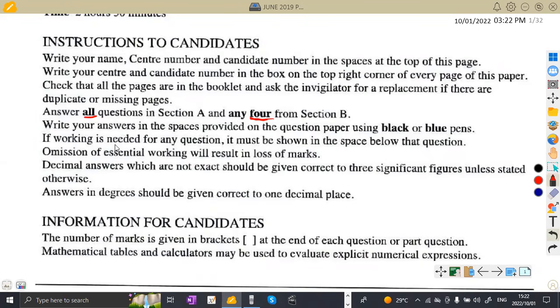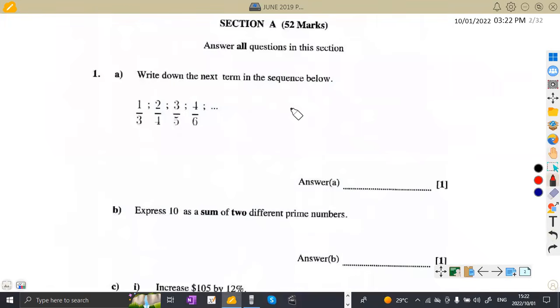Then if working is needed for any question, it must be shown in the space below that question. Omission of essential working will result in loss of marks. Then the degree of accuracy is 3 significant figures for any number, and angles to 1 decimal place. That is the most important part that you have. Anyway, let us quickly rush through the questions.